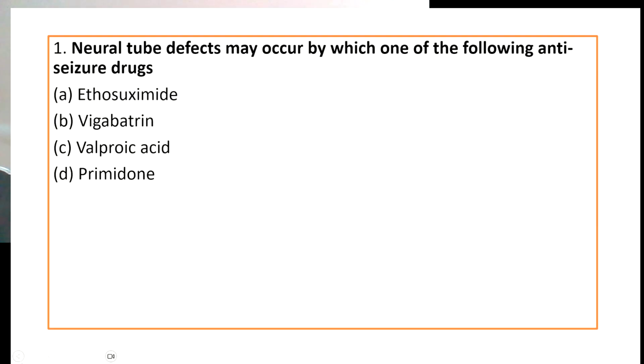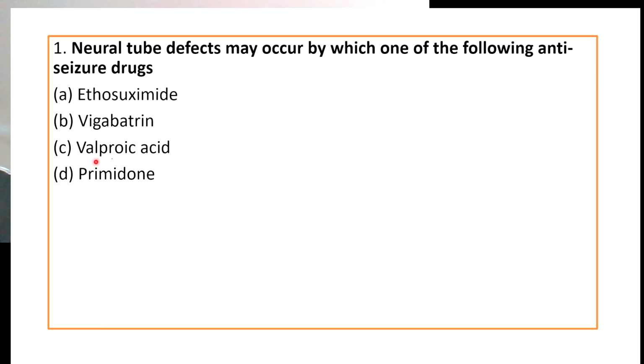Now the first question: neural tube defects may occur with which of the following anti-seizure drugs? The options are ethosuximide, vigabatrin, valproic acid, primidone. You can think for a minute and let me know the answer in the comment section.